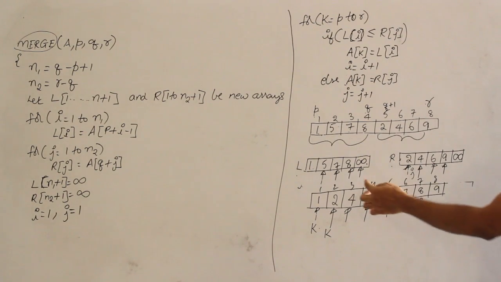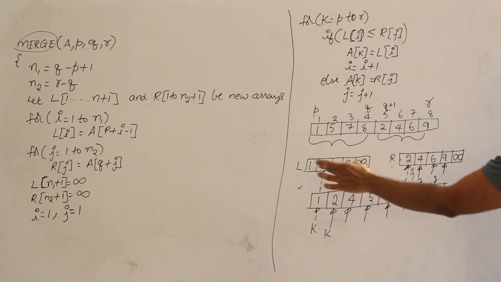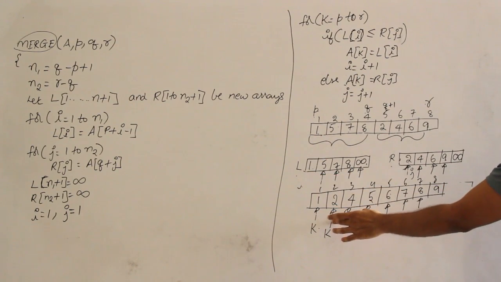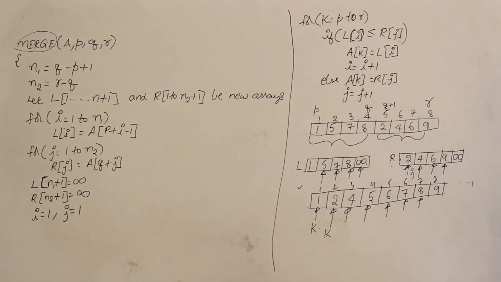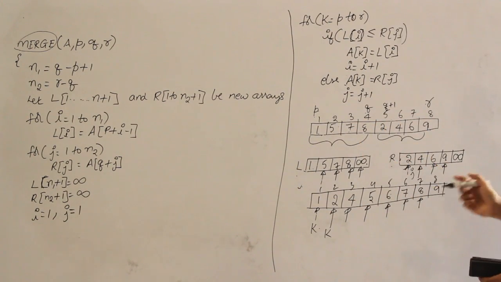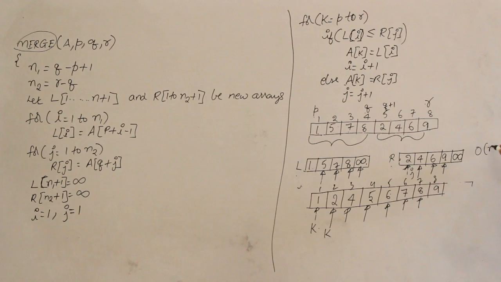Understand this? I am going to compare these two elements, whichever is lesser I am going to write it and then increment it. K is how we are going to increment, and next time I am going to do this, right? So what is the total time complexity for this? First of all, in order to copy these two lists into these new lists, the time taken is order of n, right?